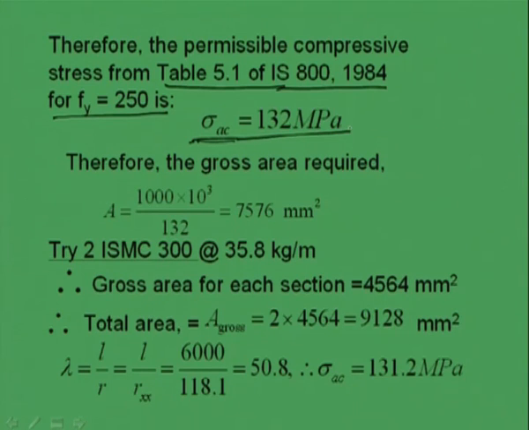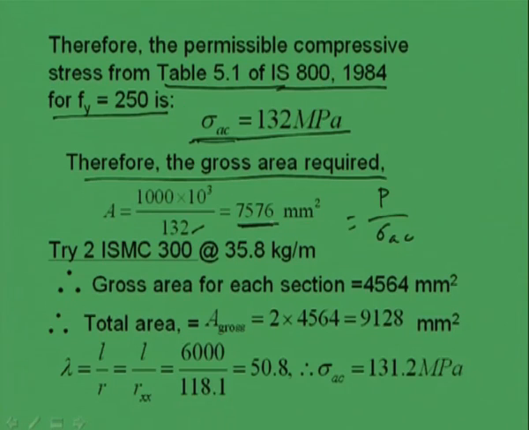Now, with the allowable stress we can find out the gross area required. The area required for the section is basically P by sigma AC. P is 1000 kilonewton and sigma AC is 132. So, from this we are getting 7576 millimeter square. The area required is 7576 millimeter square.